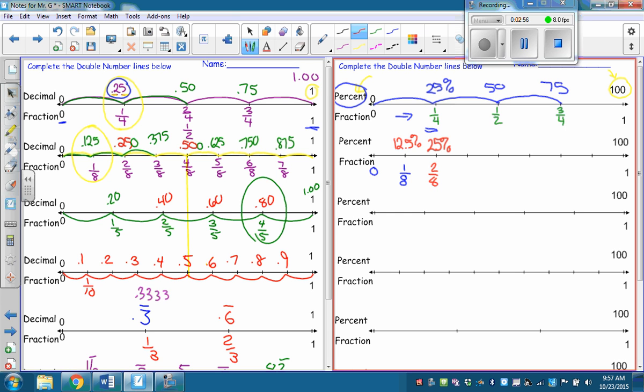So what's really happening, Aiden? What do you think's really happening to this decimal place here when we change this decimal to a percent? You're moving it over 2. Yeah, it moves over 2 for every 0 in the 100. The decimal moves over 2.